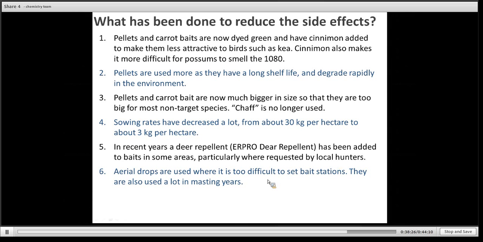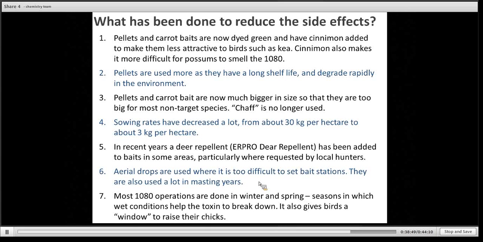Aerial drops are still being used simply because in very remote areas where it's steep terrain, people can't get them very easily. Possums can live there, but humans can't get to them. So that's where aerial drops are being used, and not so much in other places. And the timing. So winter and spring is where it's used. Yes, it's cold, so it won't break down as quickly, so that's a minus point. The plus point is, of course, that's the rainy season in New Zealand, so of course that helps.